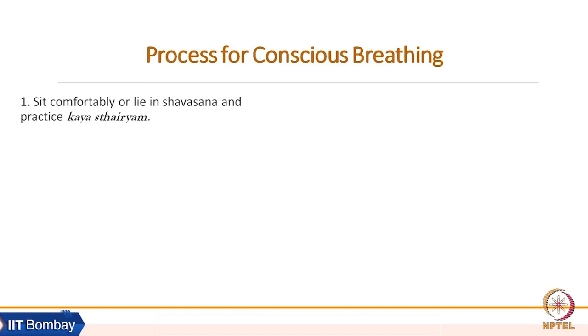So, sit comfortably or lie in shavasana and carry out this practice of kaya shaithilyam, that is loosening the body. You can sit down on the chair, and then you can take your attention from the toes to ankles to the calf muscles to knees to thighs to stomach to chest to shoulders to neck, and calm down all these organs. Or you can lie down in shavasana and take your attention from toe to head gradually, and that process will calm down your active mental activities, and that will give the sense of relaxation. So, that is the first step in conscious breathing.